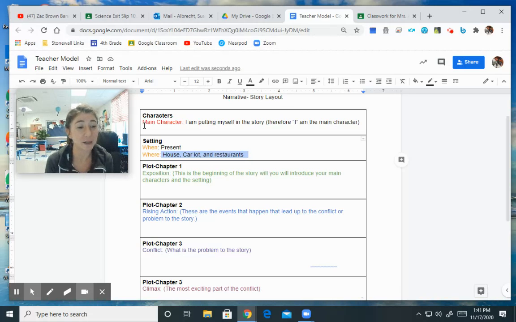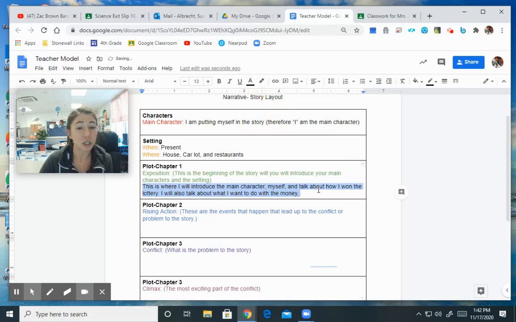The next part is a biggie. So it's our chapter 1. We're going to have 5 chapters. So our chapter 1 is going to be our exposition. This is where you're going to introduce the main character, and you're going to be setting up this setting. So what I'm going to do in this story is where I'm going to introduce myself as the main character. Okay, and I'm going to talk about how I won the lottery. I'm also going to talk about what I'm going to do with the money. But just remember, the exposition is where you're introducing the main characters and you're telling the audience your setting. Okay.